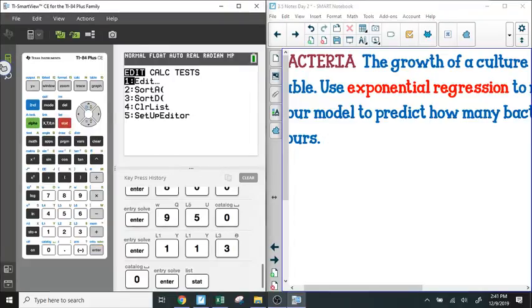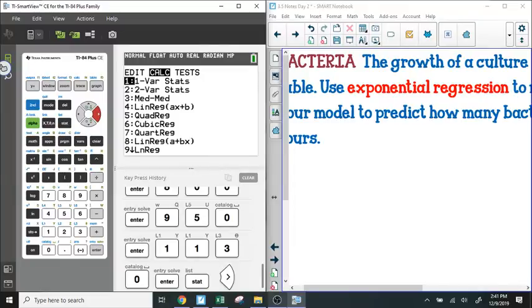So we go to our stat, the same place that we got our linear regression, we get our exponential. So arrow over to the calculate. And let's find all of our options here. Friday, we exclusively used option 4, linear regression. Here are the other ones.